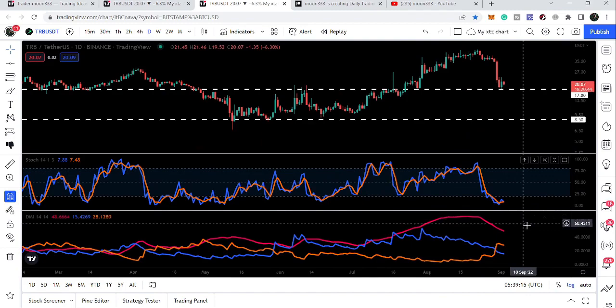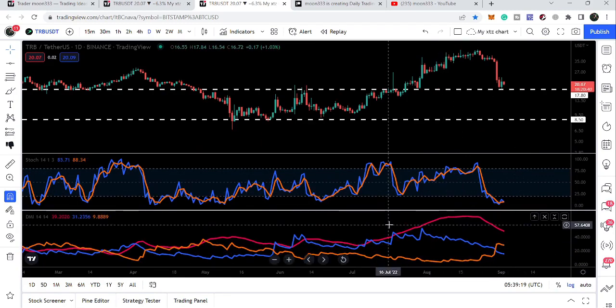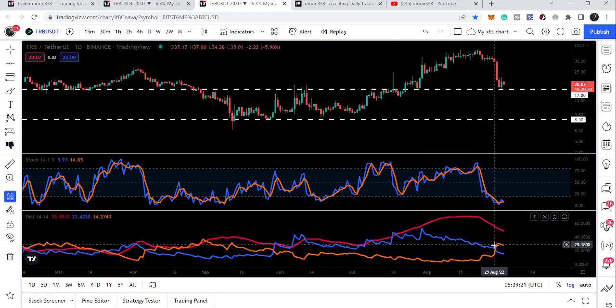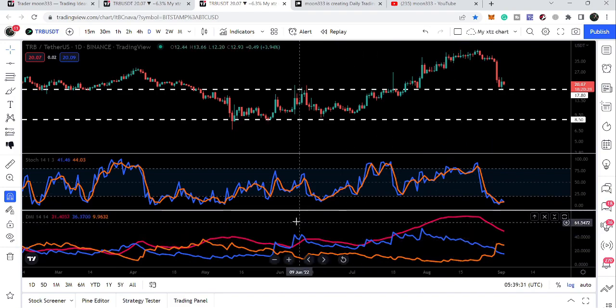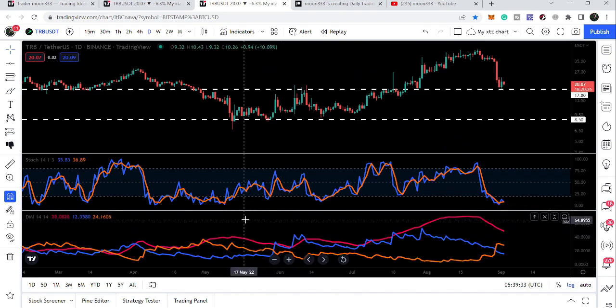But we can have a clue for the price reversal using this directional movement index. We can see that right now this orange line has crossed up the blue line. The orange line is the negative directional index, and this blue line is the positive directional index. When this blue line crosses up the orange line, that is a buying signal, and when this orange line crosses up the blue line, that is a sell signal.